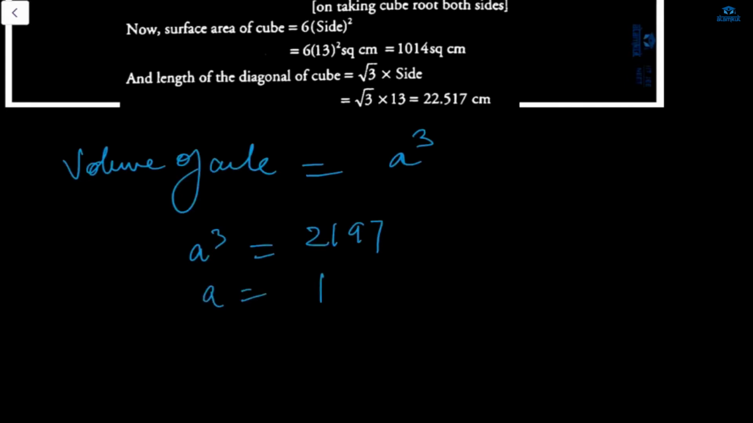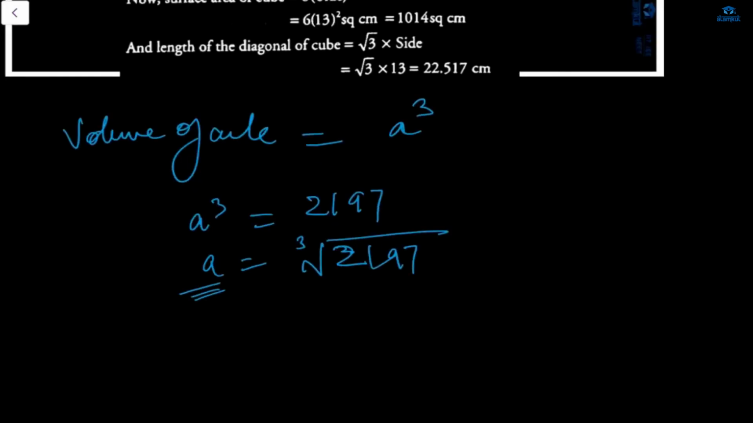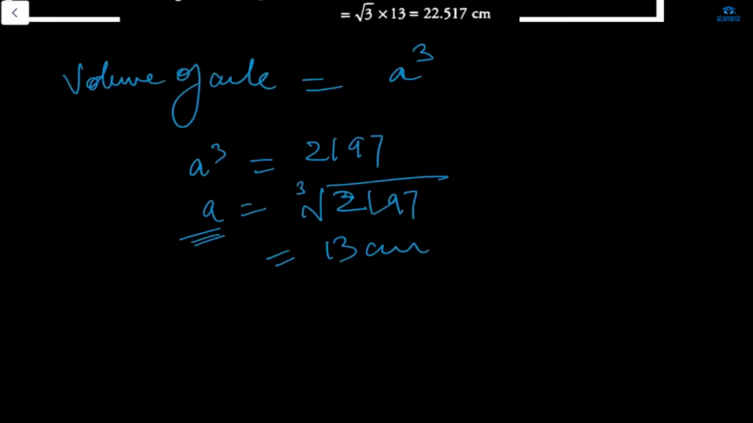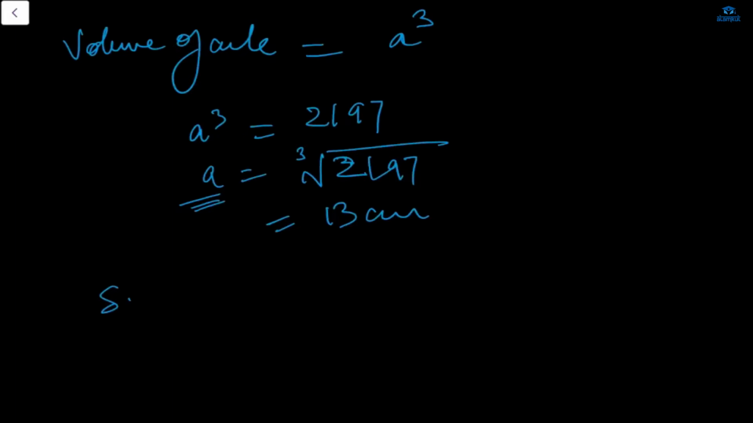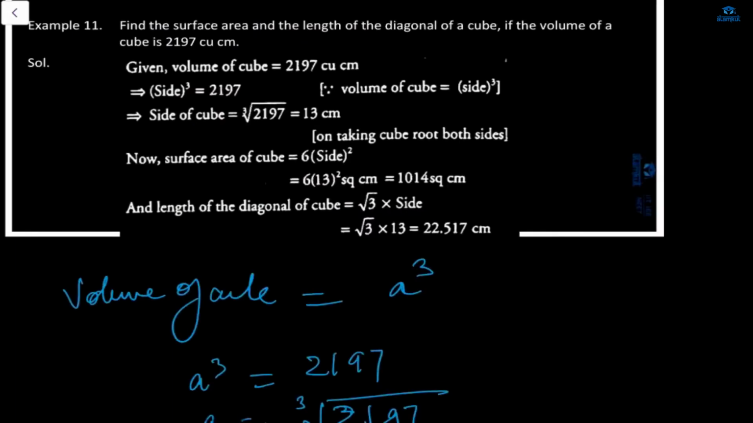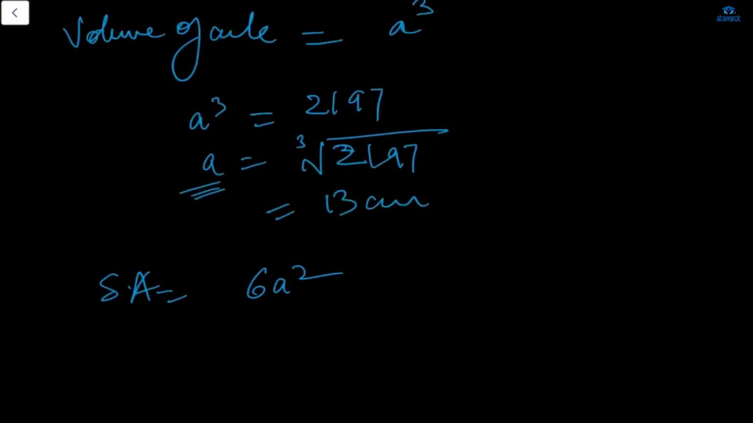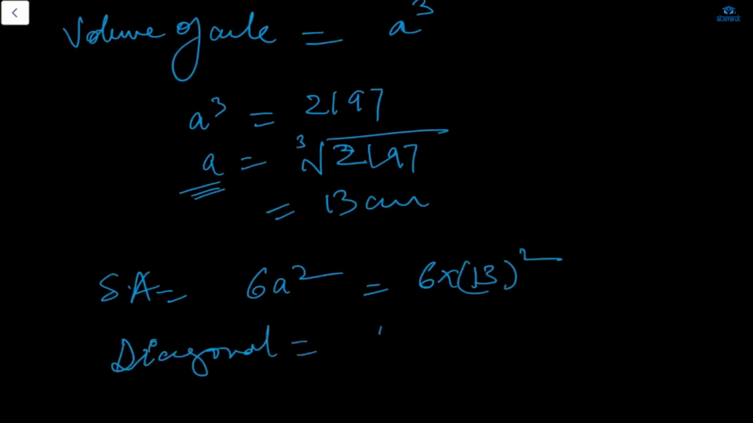Yes, so 13 centimeter. And then the surface area of the cube will be 6 into side squared, so 6a squared, which is equal to 6 into 13 squared, and the diagonal is equal to root 3 times a, so it will be 13 root 3.